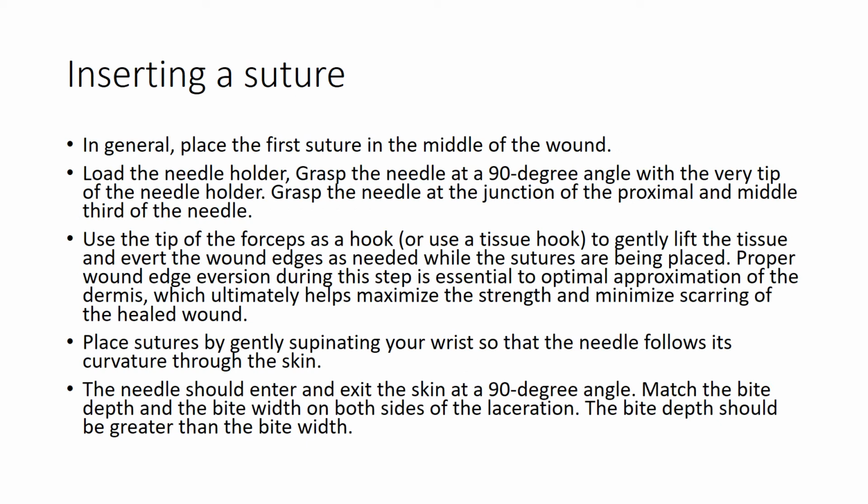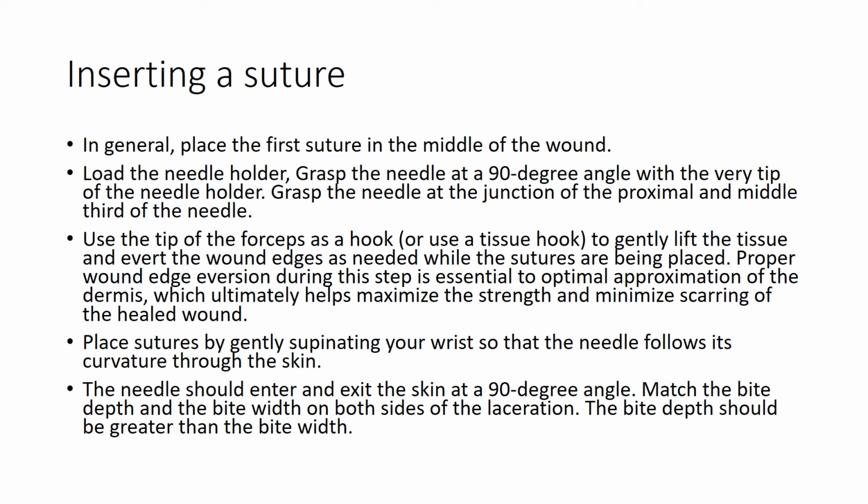Okay, how to insert a suture? In general, we place the first suture in the midline of the wound. So we load the needle holder, grabbing the needle at a 90-degree angle with the very tip of the needle holder, at the junction of the proximal and middle third of the needle, meaning 1/3 from the swage area. Then use the tip of the forceps as a hook, or we can use a tissue hook, to gently lift the tissue and evert the wound edges as needed while the sutures are being placed. Proper wound edge eversion during this step is essential to optimal approximation of the dermis, which ultimately helps maximize the strength and minimize scarring of the healed wound.